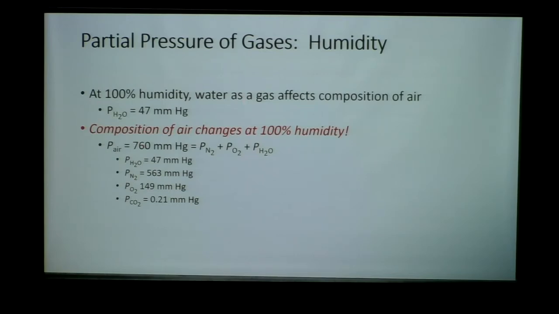So if we recalculate the partial pressures here, we'll see that nitrogen is now lower. So instead of 600, it's now 563. And for oxygen, it's going to be 149 instead of 160. And this is because if this air is not dry air, if it's humidified, all of the other partial pressures become smaller because we now account for the partial pressure of water, okay, which is 47 millimeters of mercury.